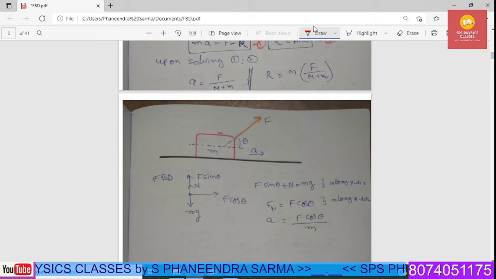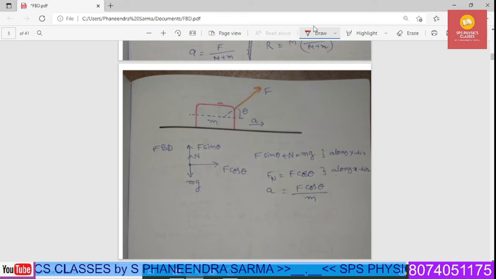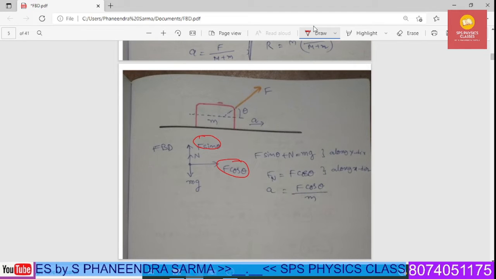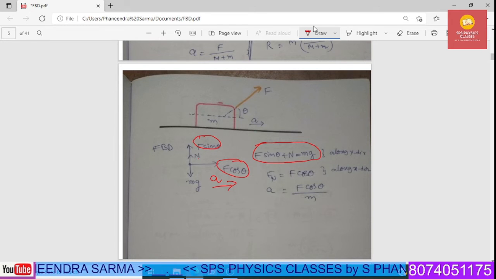Now let us consider if the system experiences some inclined force, then how can we do it? The applied force leads the motion only along the horizontal direction, but not along this direction. So I am resolving the force into components. One is the F sine theta perpendicular component and the other is the F cos theta component. So we have the two components along with the normal reaction and mg. Along the vertical direction, the equation is F sine theta plus normal reaction is equal to mg. And along the horizontal direction, the only net force is F cos theta, and acceleration a is along the horizontal direction given here.